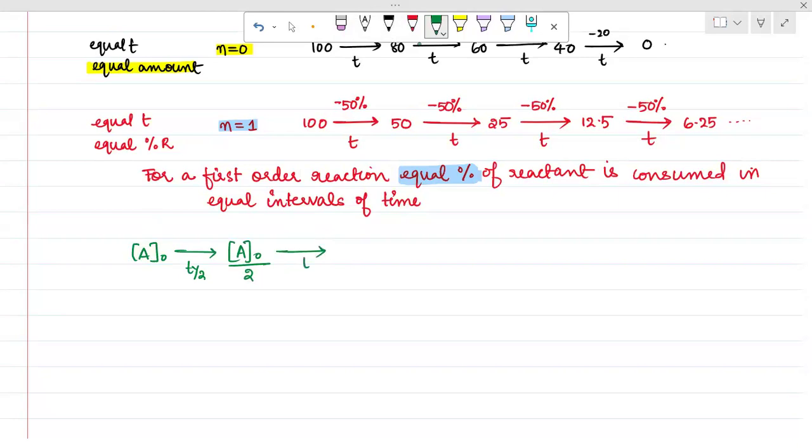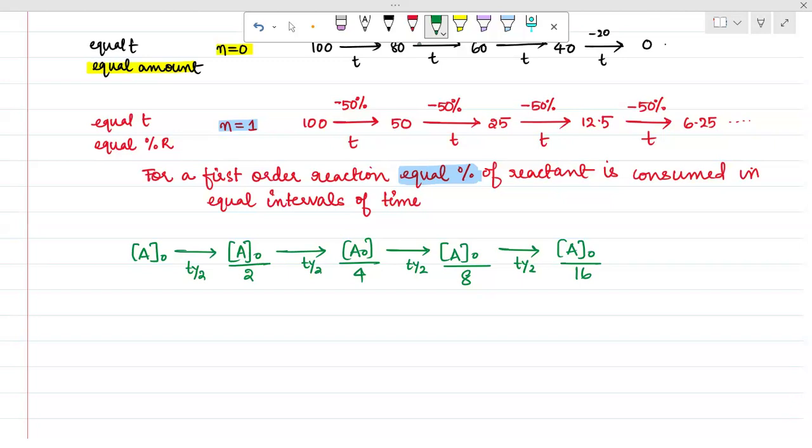In the next t half, again 50% of A0 by 2 will be reduced. And what you get is A0 by 4. Correct? Half of 1 by 2 is 1 by 4. Next, in the next t half, it becomes A0 by 8. And it goes on. In the next t half, it becomes A0 by 16. So these are all same percentages of drops. 50% of the reactant has been consumed.